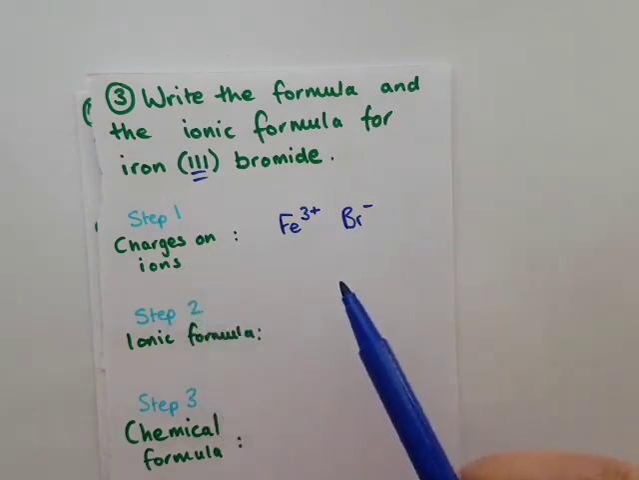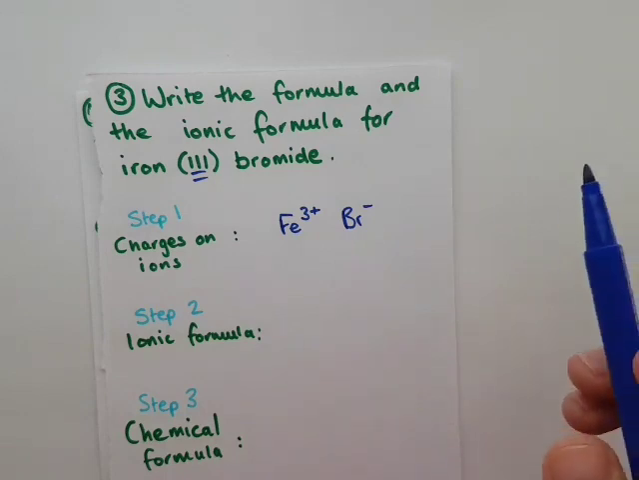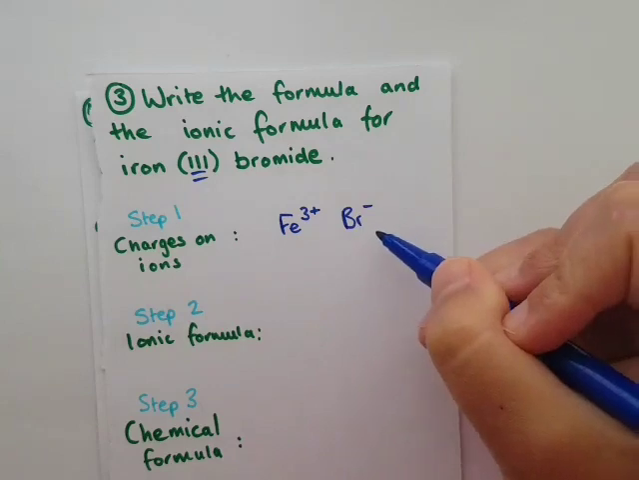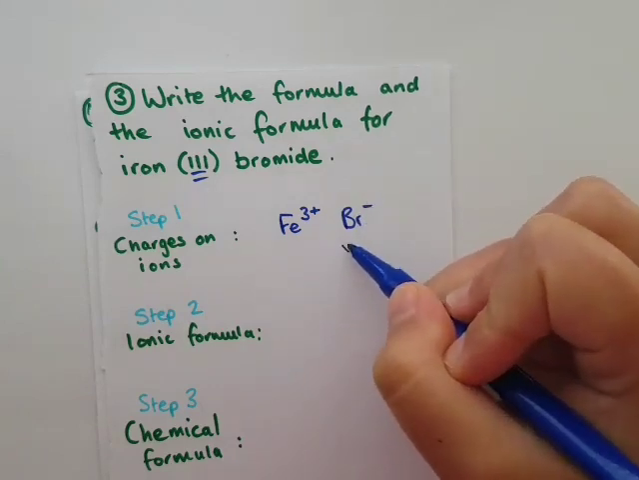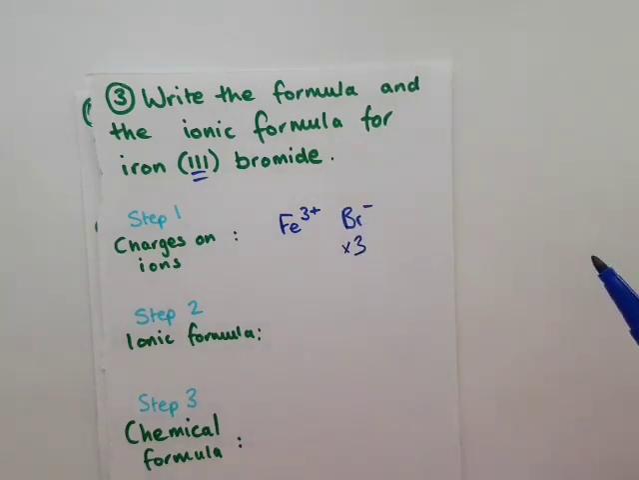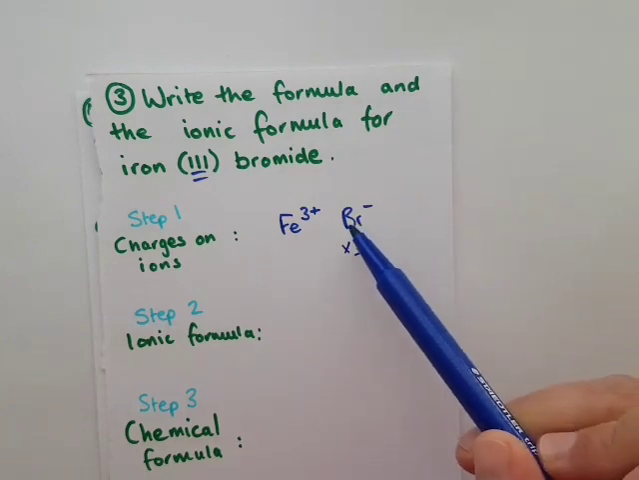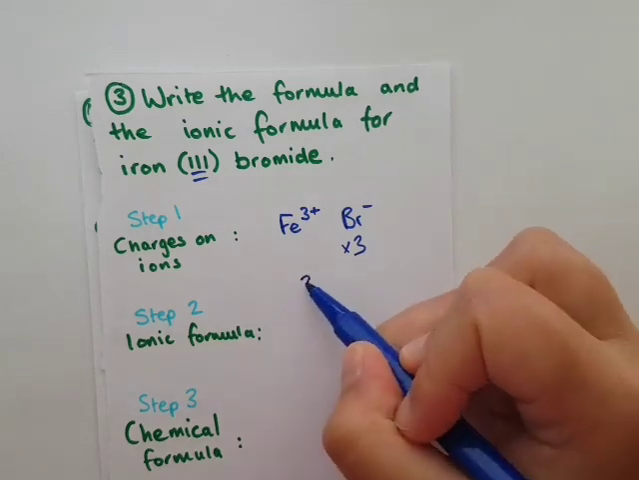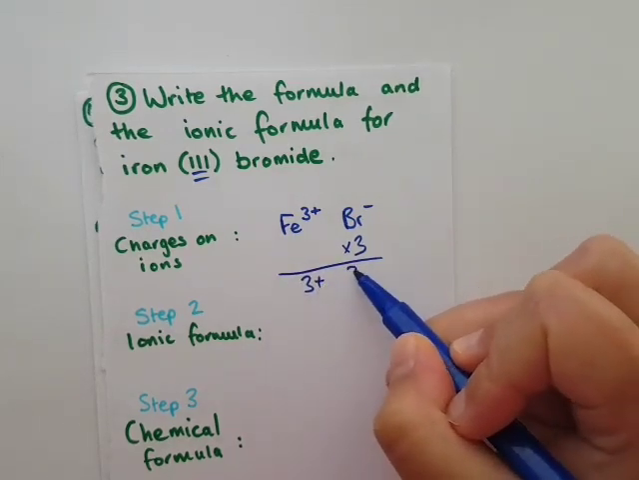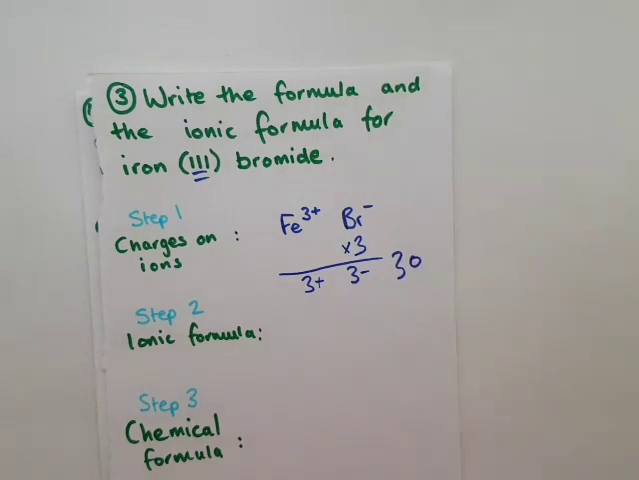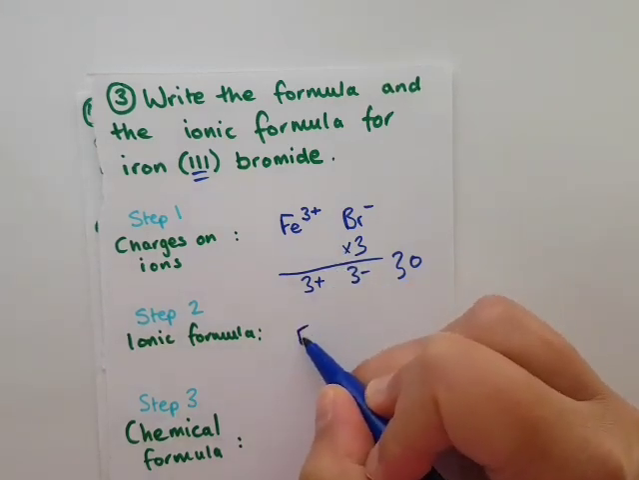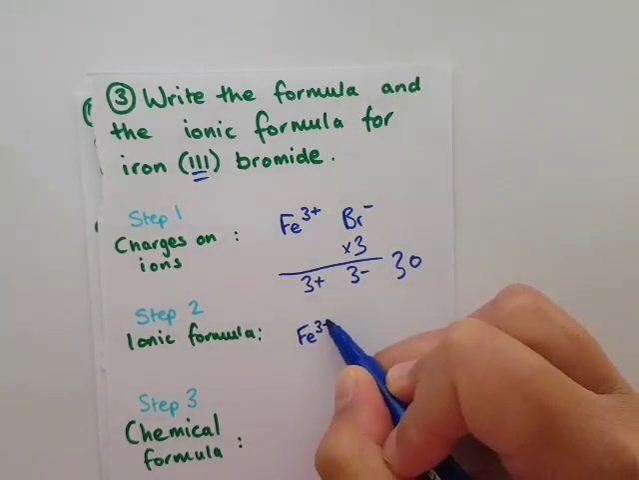Now that I've got the charges on the ions, I need to work out how many of each I need. Iron's 3+, bromide is 1-. So hopefully you can tell just by looking at that we need 3 of our Br- to balance out the charge of the Fe3+. That's going to give us 3+ altogether, 3- altogether, and the charges will balance out as neutral. So just like in the example before, because there's only one of the irons, I'm just going to write it as it is, Fe3+.